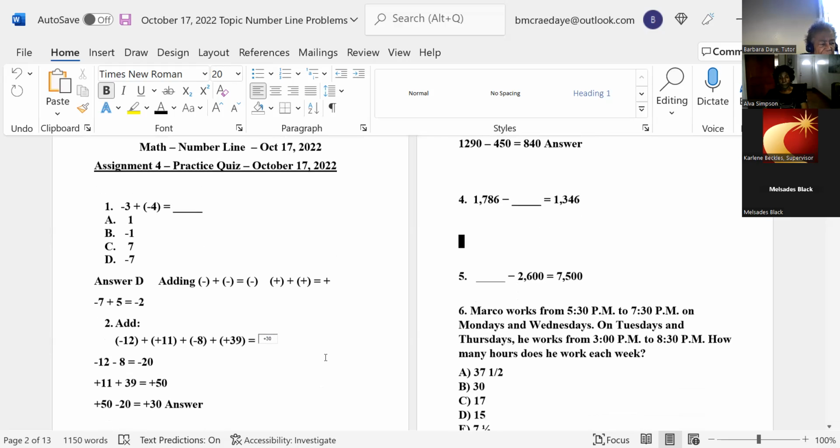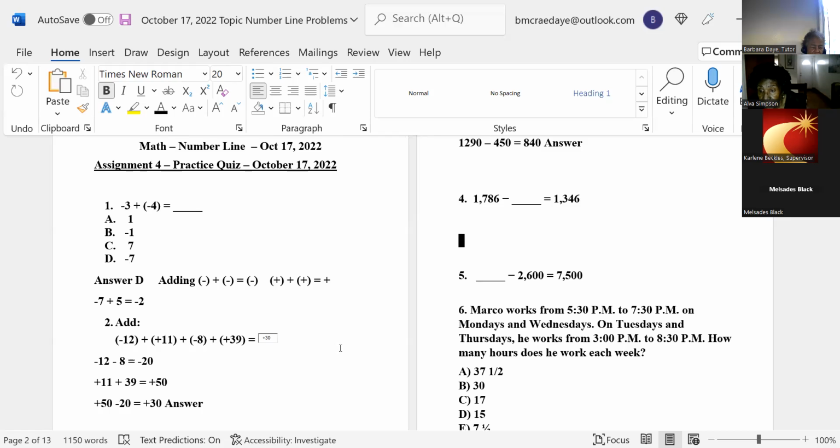Alba, you want to explain to Mercedes number 2: minus 12 plus 11 plus minus 8 plus 39? Go ahead. Alba will explain it to you. Yes, thank you. Okay, Mercedes, it's an addition. So what we do, we put the minus 12 and the minus 8 together. Then I have plus 11 and plus 39.